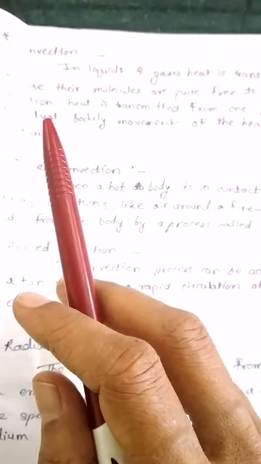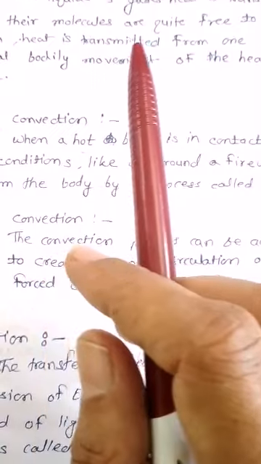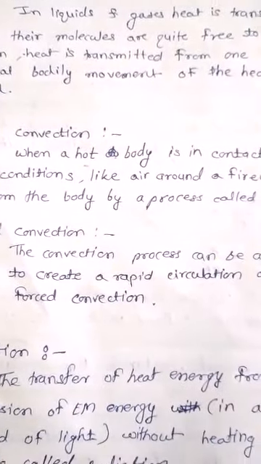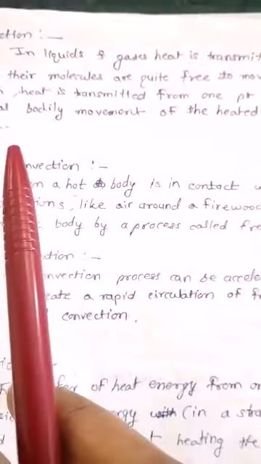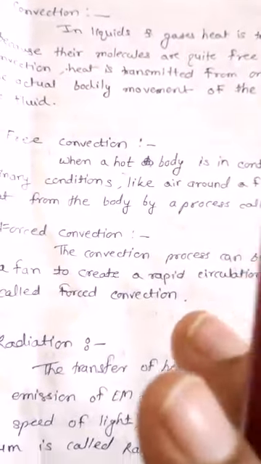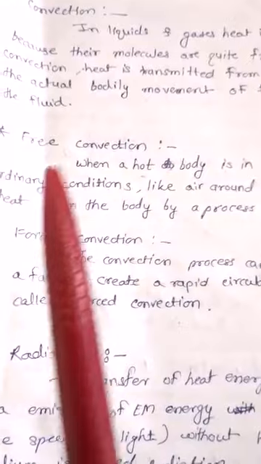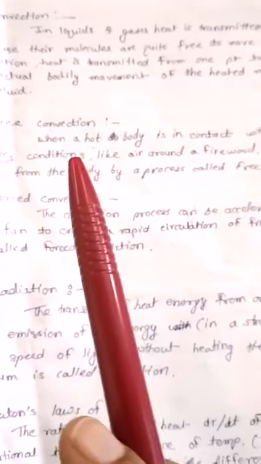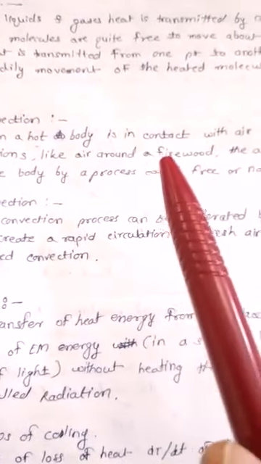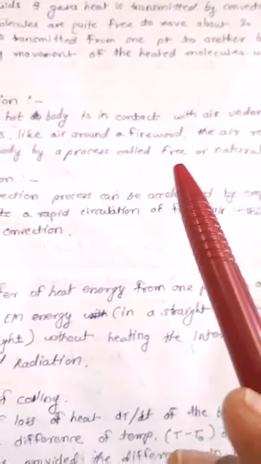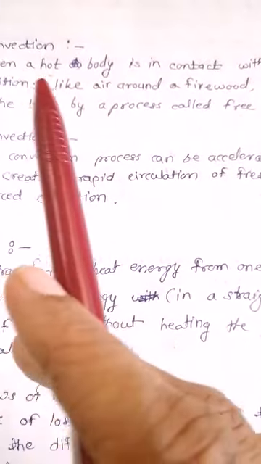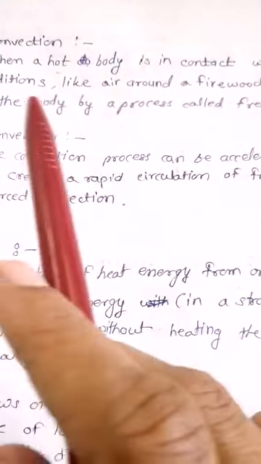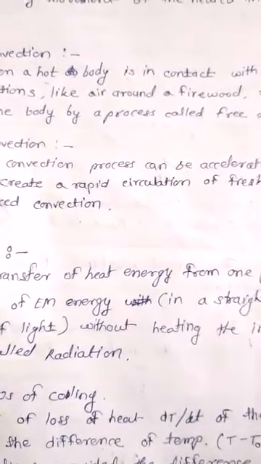So in convection, heat is transmitted from one point to another by the actual bodily movement of the heated molecules within the fluid. So there is actual movement of the particles in convection. Now the next point is free convection. What is free convection? Free convection means when a hot body is in contact with air under ordinary conditions, like the air around firewood, and the air removes heat from the body by a process called free or natural convection.